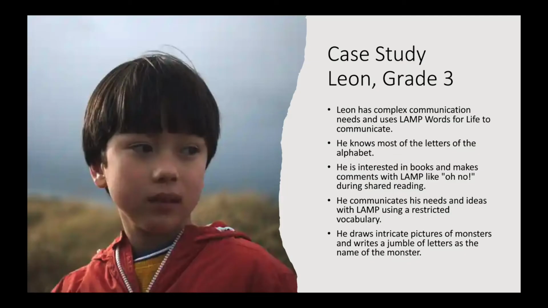Let's take a look at another case study. This is Leon in grade 3. Leon has complex communication needs and uses LAMP words for life to communicate. He knows most of the letters of the alphabet most of the time. He's interested in books and makes comments with LAMP like, "Oh no," during shared reading. He communicates his needs and ideas with LAMP using a restricted vocabulary.